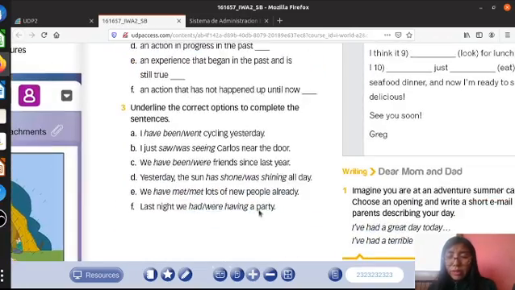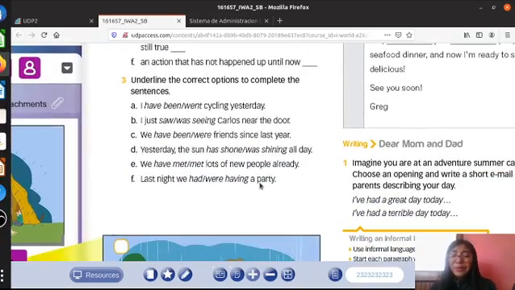Okay, we are going to do exercise number 3. Underline the correct options to complete the sentence. Here we have some sentences and we have to choose the best option, ¿no es cierto? Aquí tenemos que escoger la mejor opción. Como usted puede notar, here we have two options. For example, here I have been or went. Aquí tengo dos opciones, ¿no es cierto? El have been o el went.